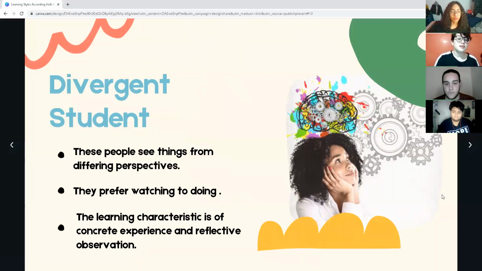Okay, the divergent student. These people see things from different perspectives. They prefer watching to doing, and the learning characteristics are concrete experience and reflective observation.